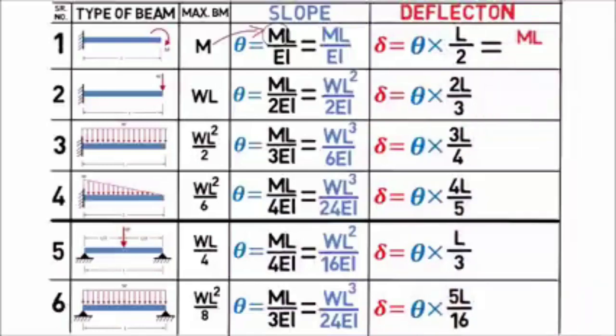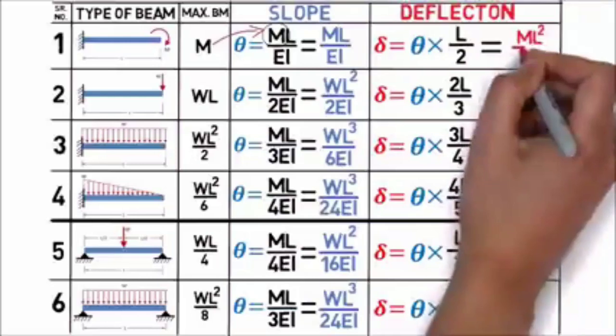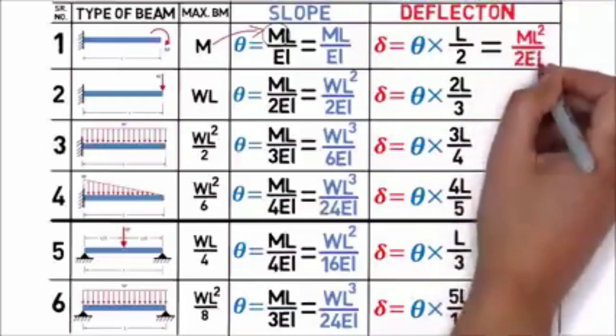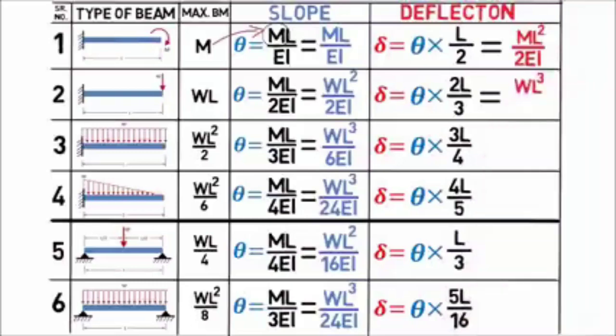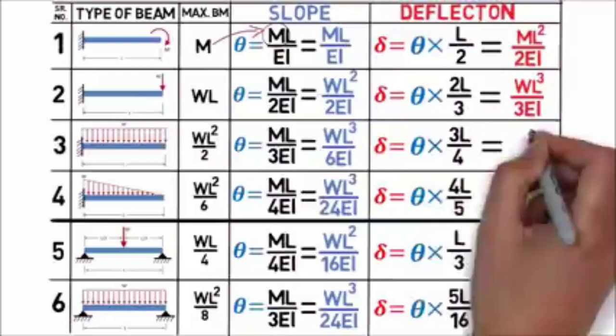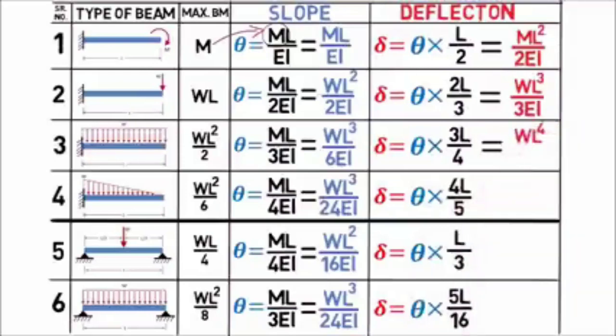For the first case, ML by EI into L by 2, which will give ML square by 2EI. For the second case, the slope is WL square by 2EI, so multiply it with 2L by 3. Hence, we will get WL cube upon 3EI. For the third case, a cantilever beam carrying a UDL, the deflection will be WL raised to 4 upon 8EI. For the fourth case, a cantilever beam carrying UVL, the deflection formula will be WL raised to 4 upon 30EI.